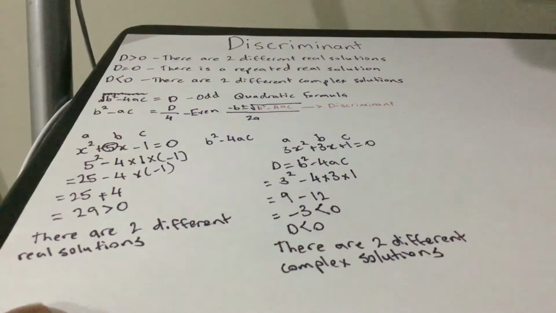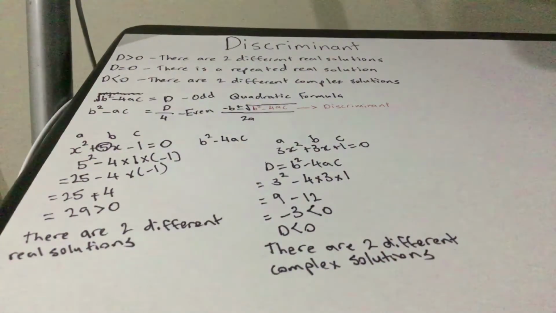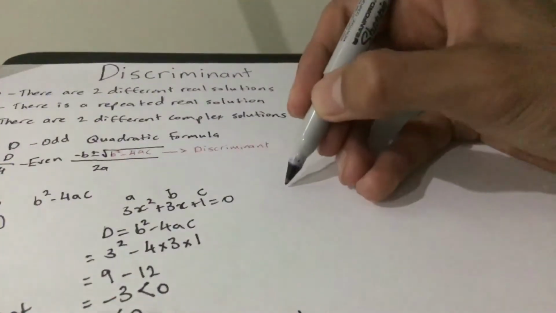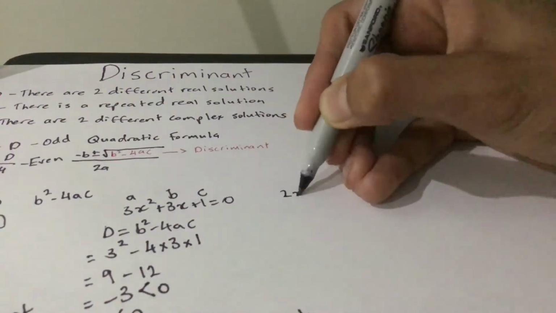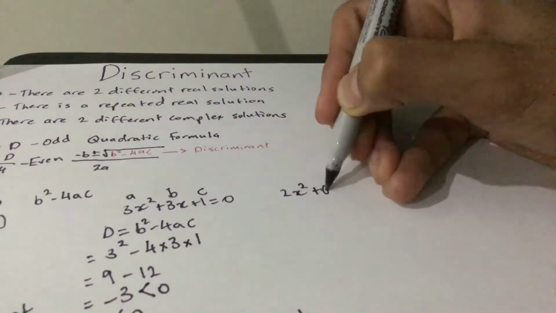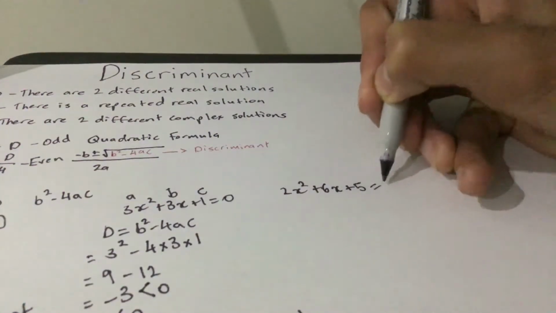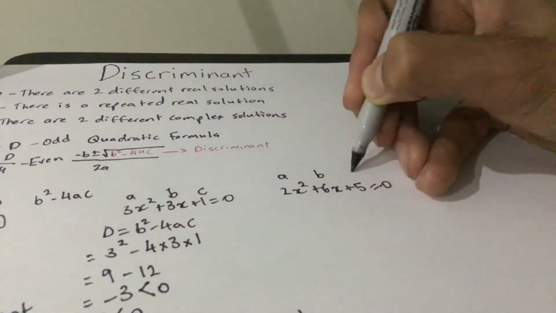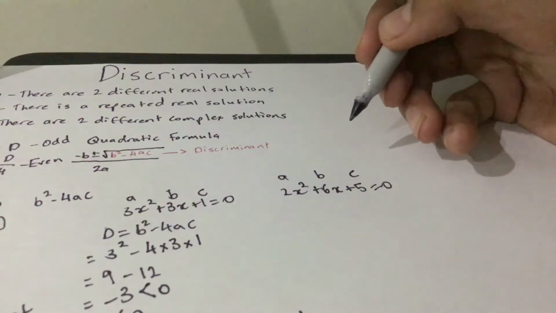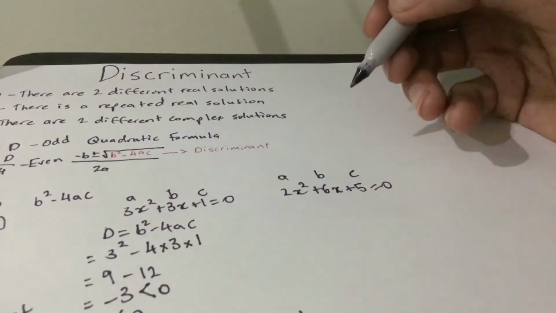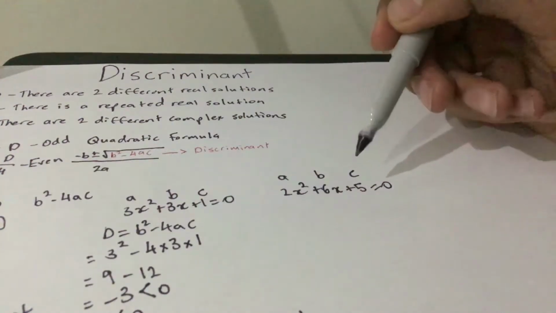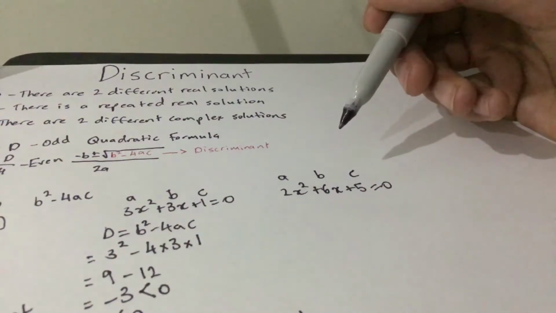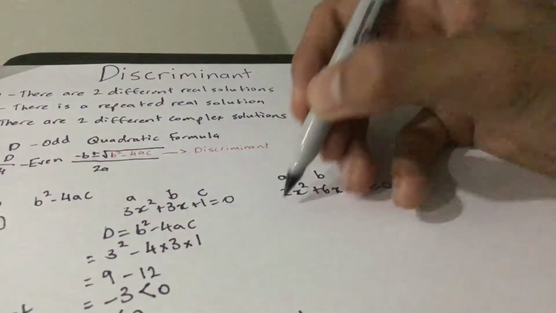So now let's do one more question involving D. Let's do 2x squared plus 6x plus 5 equals 0. Okay, so the first step is to label it A, B, and C. The second step is to determine if our coefficient is odd or even. So in this case, it's an even number. So we're going to go D.